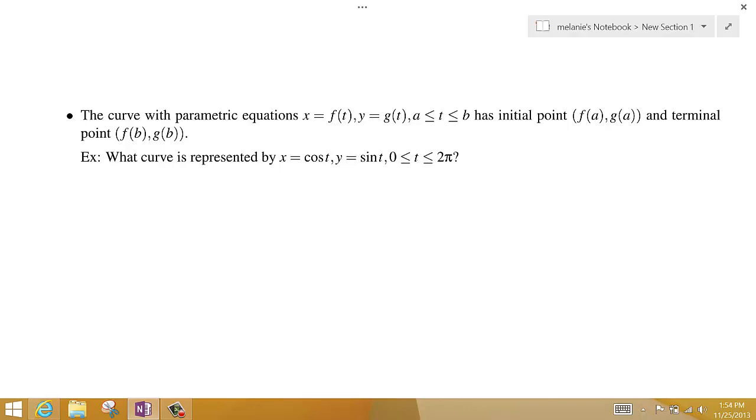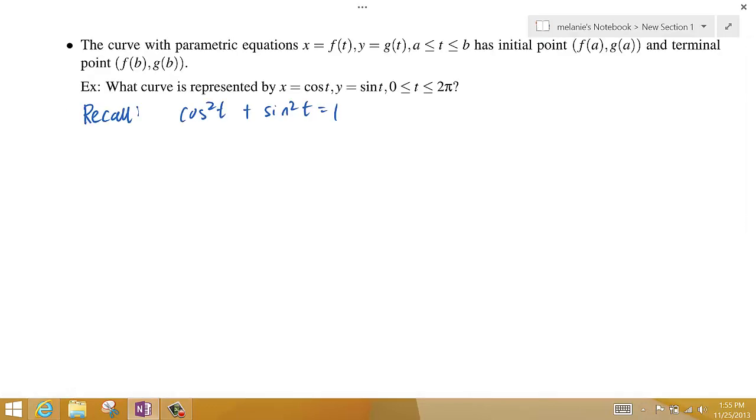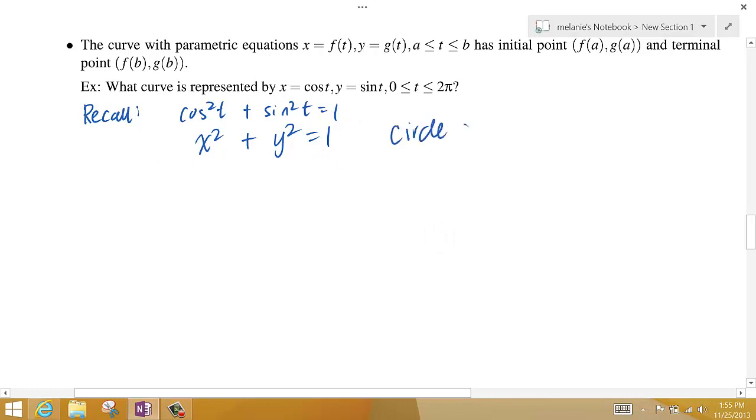So notice that x equals cosine t, y equals sine t. Do I know any relationship between sine and cosine? Yes. What do I know? I know cosine squared t plus sine squared t is 1. So x is cosine t, so this is x squared. Y is sine t, so this is plus y squared equals 1. And what is this picture? If I were to graph this, it is a circle centered where? Centered at the origin. And what's the radius? 1.